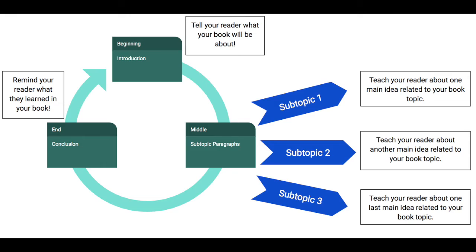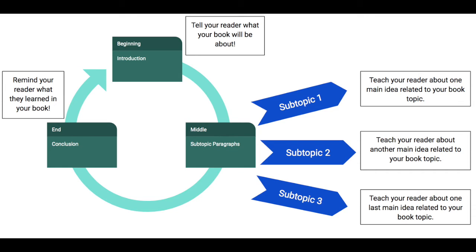Now, the three parts of a text can be divided into smaller parts too. Here, you can see the same image as before, but just with more parts. At the top, you can see that the beginning just means the introduction. And in your introduction, you just tell your reader what your text is going to be all about. Then where it says middle, you can see that there are actually three parts that belong in this spot. That's because you have three subtopics.